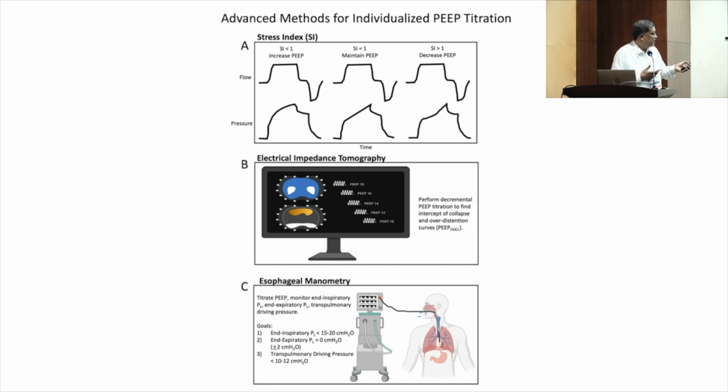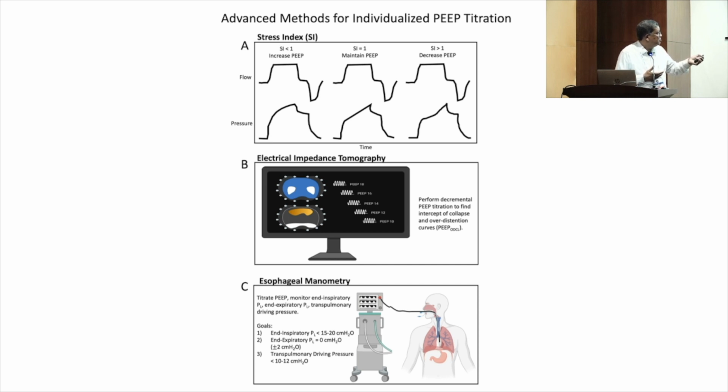So this is called the stress index. Again, though it seems very simple, basically you put in volume control ventilation and look at the pressure graphic. So if it's a straight line, the stress index is supposed to be 1. That means your PEEP is adequate. If this is concave downwards, it means that there is scope for increasing the PEEP further. It's called the stress index less than 1. And if it is concave upwards like this, it means as you're increasing the volume, the pressure is increasing.